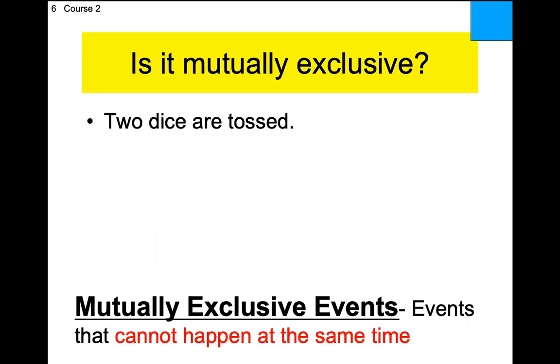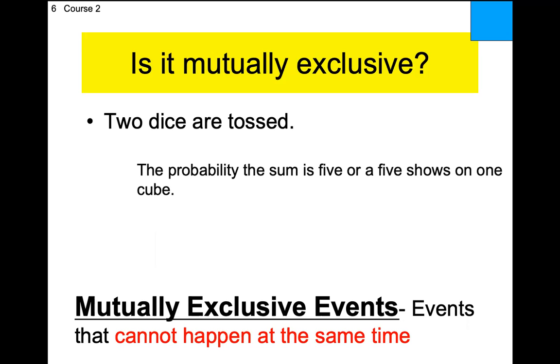All right, here's the game. 2 dice are tossed. Do you understand the game, Jaden? 2 dice are tossed. Okay? Yes. There's 36 things that can happen. Remember that? A 1 and a 1, 1 and 2, 1 and 3, so forth. Can the sum be 5 and 5 shows on one of the cubes? No. So that's mutually exclusive. So are they mutually exclusive? Yes. Got it. See, this one's easy.